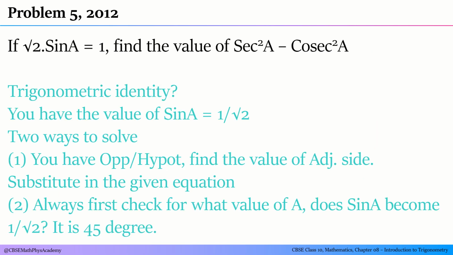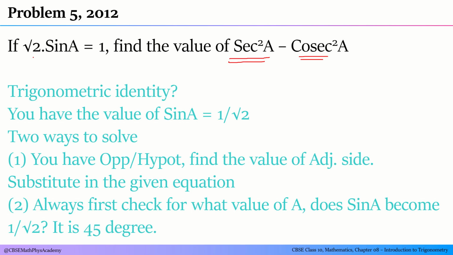So now we move to problem 5. It says root 2 into sine A is equal to 1. Find the value of secant square A minus cosec square A. Now which trigonometric identity can I use? When I consider this term, it looks like trigonometric identity 2. When I see cosec, it looks like trigonometric identity 3. But both are coming in a single equation, so this cannot be related to trigonometric identities.